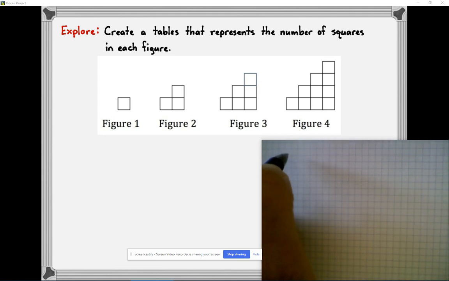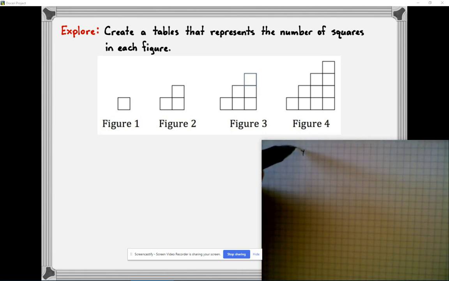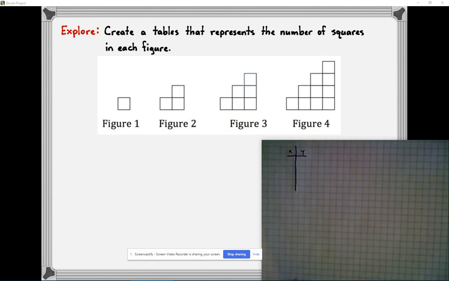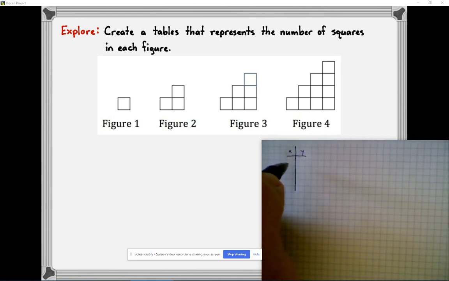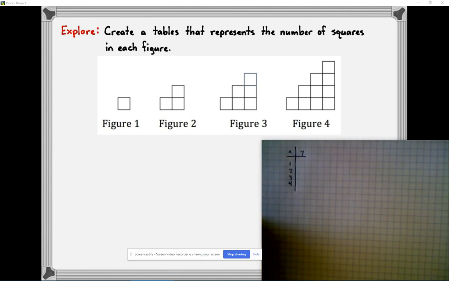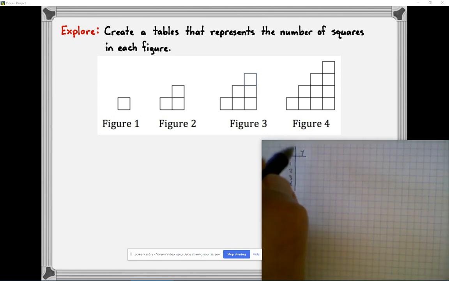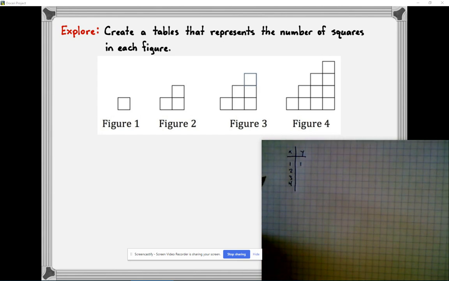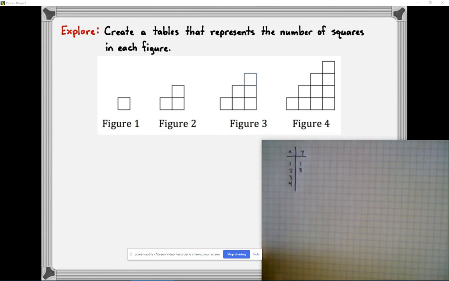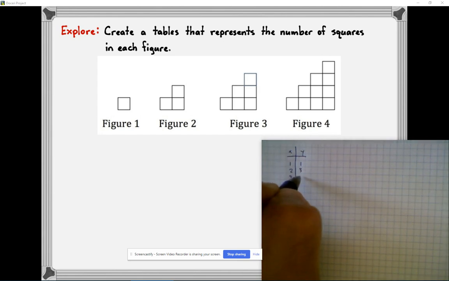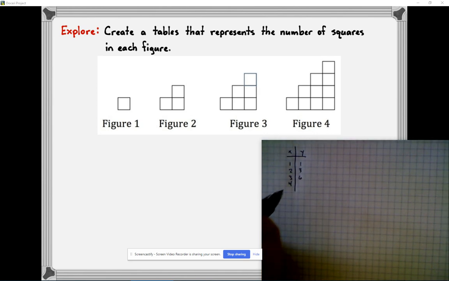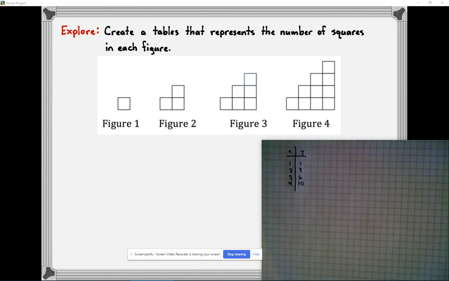So for this set of data, let's go ahead and create that table. And so we'll create our XY table. Again, the X represents which figure or which step. So we have figure 1, figure 2, figure 3, and figure 4. And then the Y represents how many boxes we have in each step. So in figure 1, we have 1 box. In figure 2, we have 3 boxes. In figure 3, we have 6 boxes. And in figure 4, we have 10 boxes. So you can see that just by counting up.